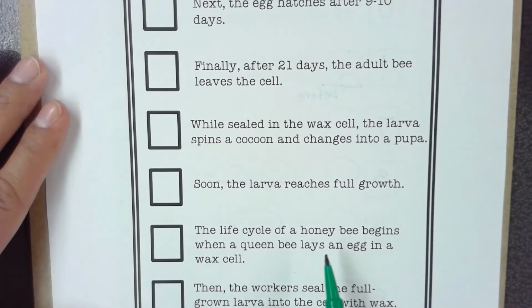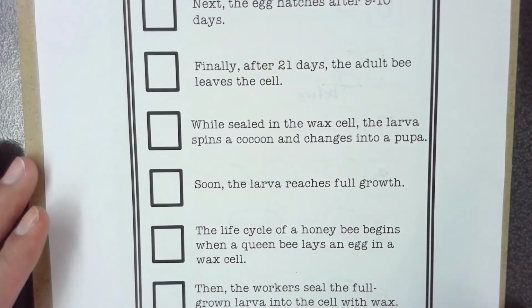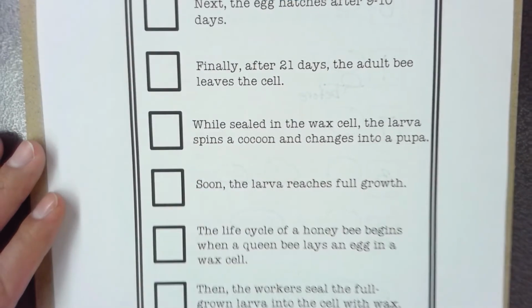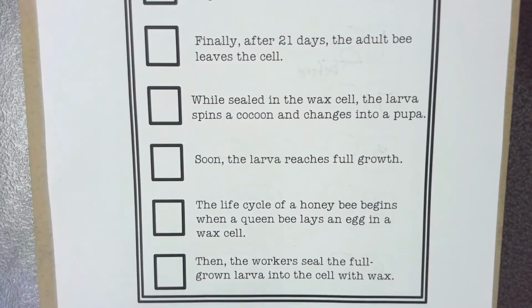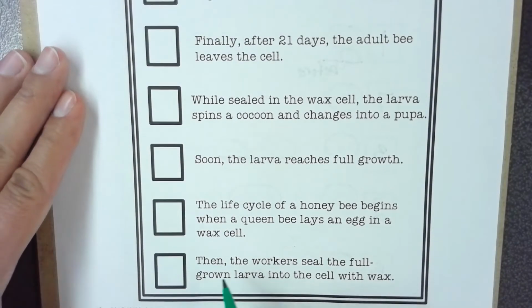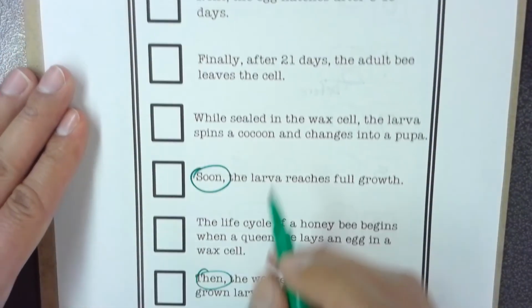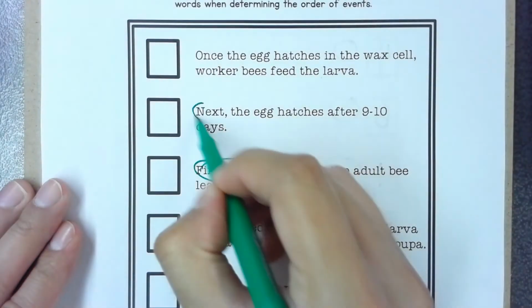The life cycle of a honeybee begins when a queen bee lays an egg in a wax cell, or then the workers seal the full-grown larva into the cell with wax. We need to circle our signal words to help us determine which events go first, second, third, fourth, fifth, sixth, and our seventh step. So our clue signal words are then, soon, finally, next.